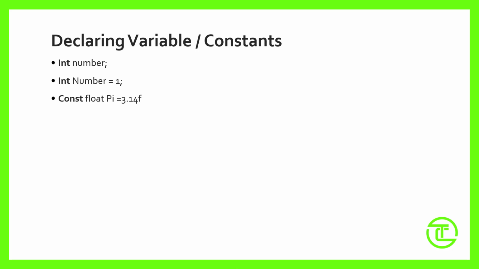In the third line, you can see I am declaring a constant. How am I doing that? First of all, I am putting the keyword const, then I am telling the data type of the constant, then I am giving it a name and initializing it with some value.